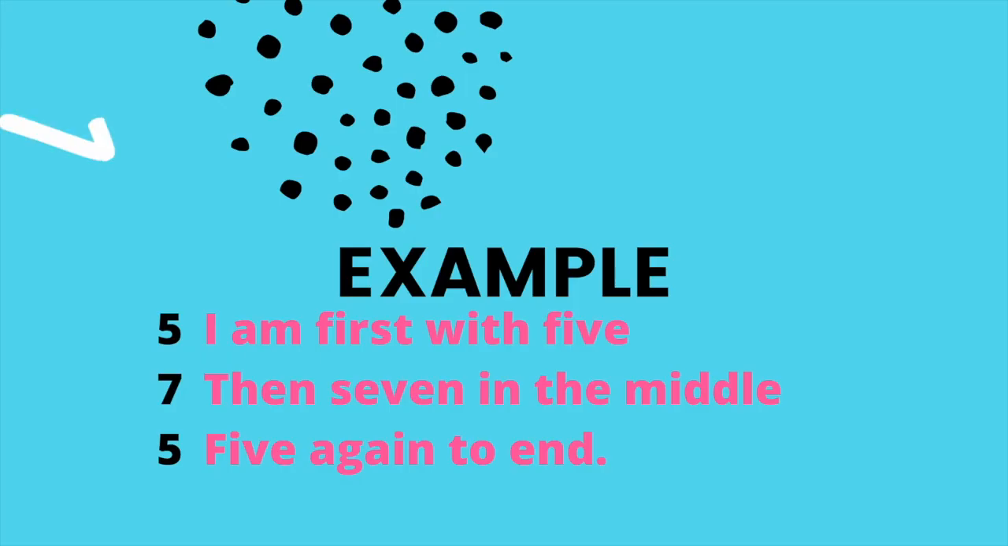I am first with 5, then 7 in the middle, 5 again to end. The easiest way that you can count to make sure you are using the correct amount of syllables when creating a haiku is just by clapping. As an example, the first line in this poem is I am first with 5. I am first with 5. 1, 2, 3, 4, 5. I clapped 5 times, which means that line has 5 syllables.